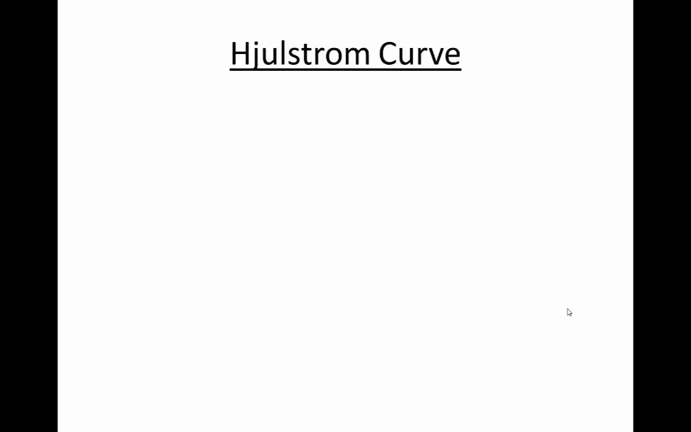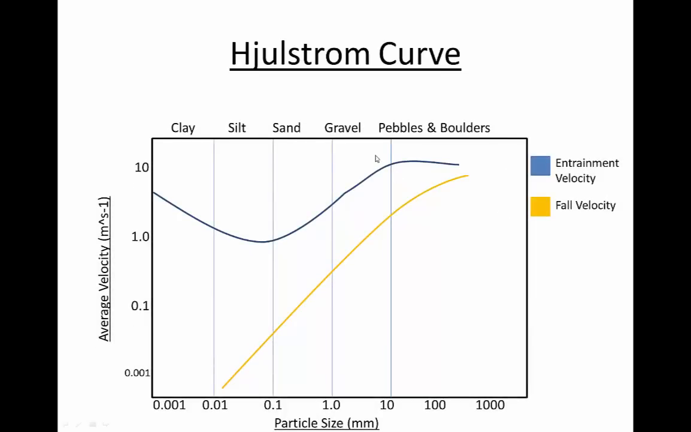Now we're going to look at the Hjulstrom curve. This is what the Hjulstrom curve is, and it shows how sediment is eroded, deposited, and also transported in a river. Here we have our average velocity, and then at the bottom we have our particle size, with examples of each particle at the top. So we have two different curves. The yellow curve is the fall velocity, and this is the velocity at which the sediment is deposited. If the average velocity is greater than the fall velocity, we're going to be experiencing transportation. But if the velocity is less than the fall velocity, we're going to be experiencing deposition.